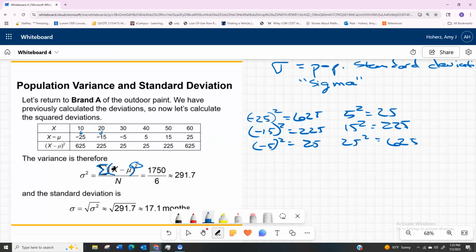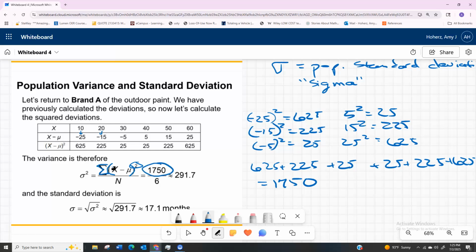So I'm going to take 625 plus 225 plus 25 plus 25 plus 225 plus 625. And if I add those all up, I get 1,750. That's this number on top. And then after I've gotten all that calculated, I divide by how many values there were, which was 6 gallons of paint, and I get a variance of approximately 291.7.